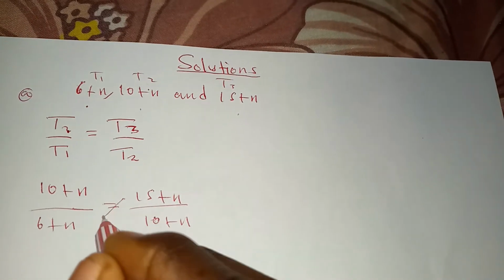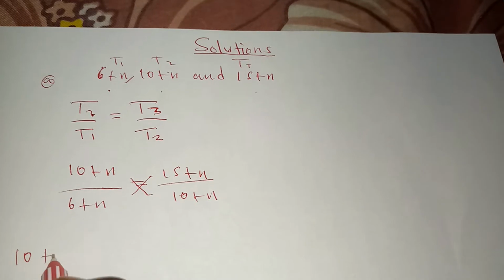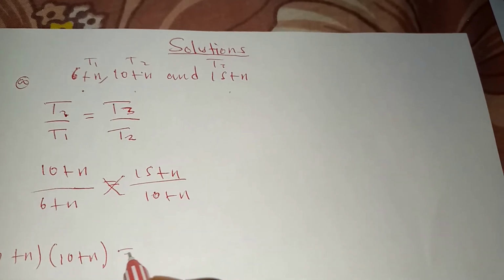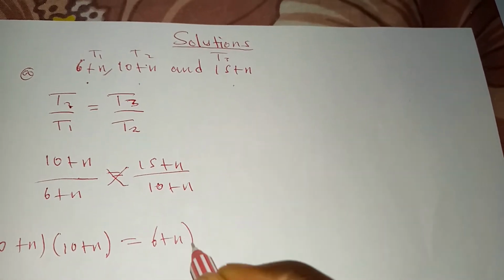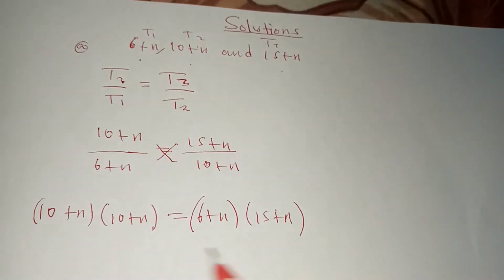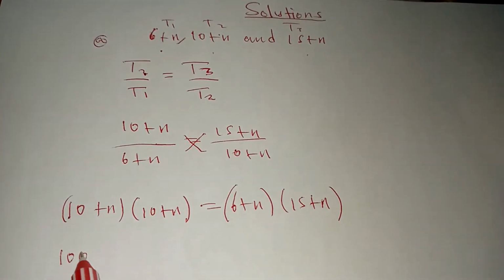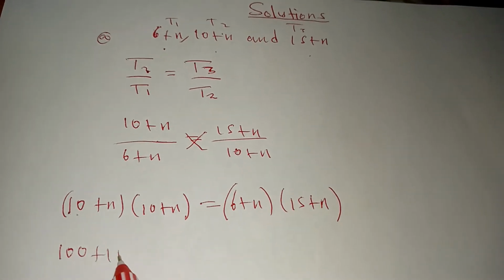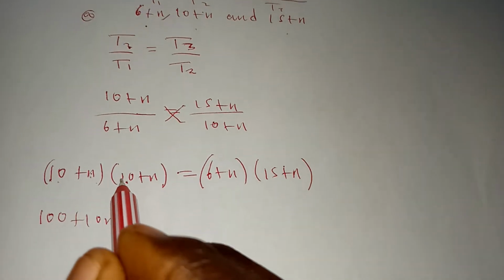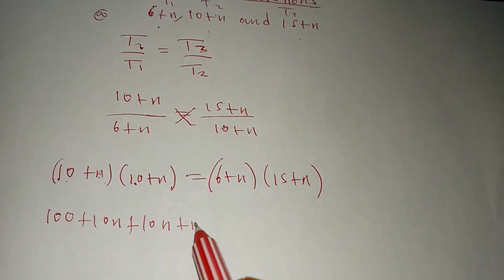Then here what you do is cross multiplication. On cross multiplication, this will be 10 plus n in brackets times 10 plus n in brackets, which is equal to 6 plus n in brackets, so 15 plus n, brackets like that. Then we expand this. This will be 10 times 10, which is 100. Then 10 times n, it will be plus 10n. Okay, come to this one, n times 10 there, it will give us plus 10n. Then n times n to be n squared.